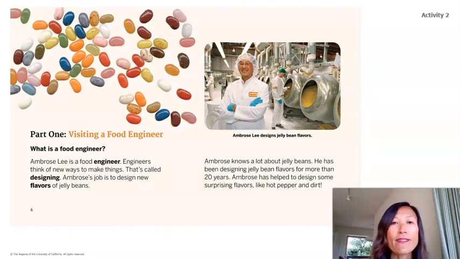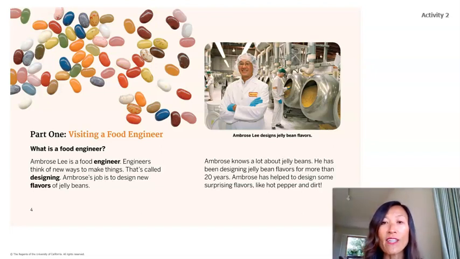Part 1, visiting a food engineer. What is a food engineer? It says, Ambrose Lee is a food engineer, and engineers think of new ways to make things. That's called designing. Ambrose's job is to design new flavors of jelly beans. Ambrose knows a lot about jelly beans. He has been designing jelly beans for more than 20 years. Ambrose has helped to design some surprising flavors like hot pepper and dirt. And under the picture, the caption says, Ambrose Lee designs jelly bean flavors.